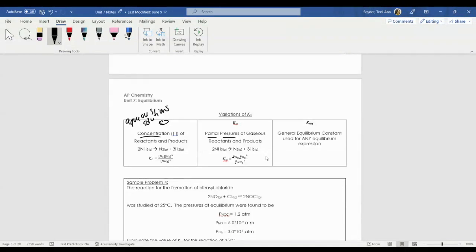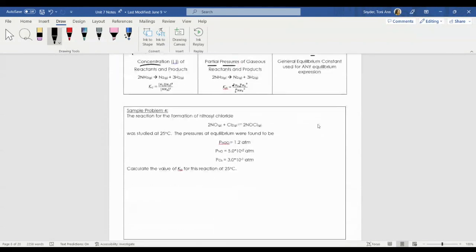Sometimes you might see Keq, and Keq is just a very general equilibrium constant. It's used for anything, so you might see Keq in place of Kp. You might see just K in place of either of those. Ultimately, they all mean the same exact thing, and you would write the equilibrium expression the same exact way for each of them, with just a little bit different representations depending on the type of reaction.